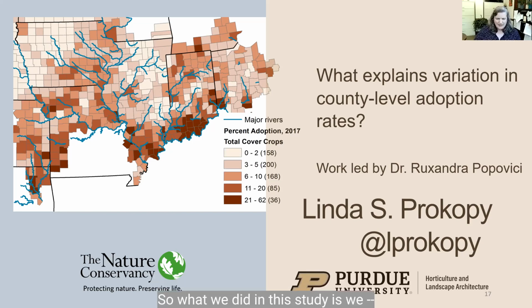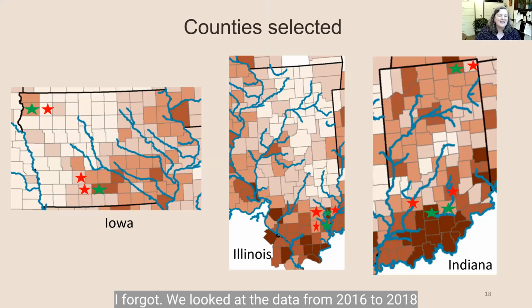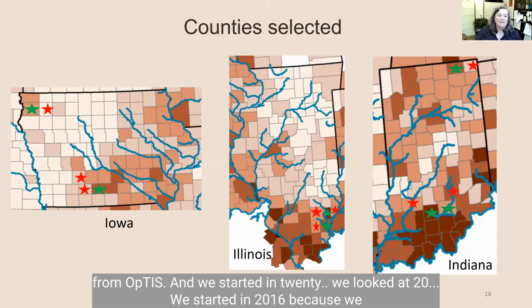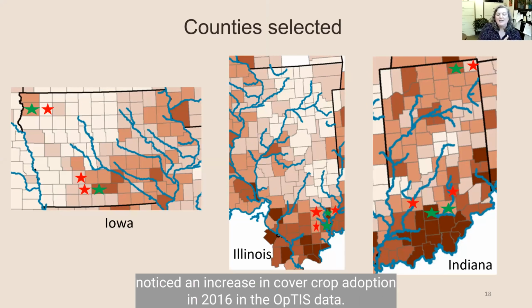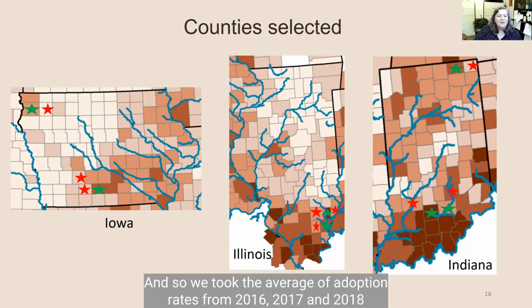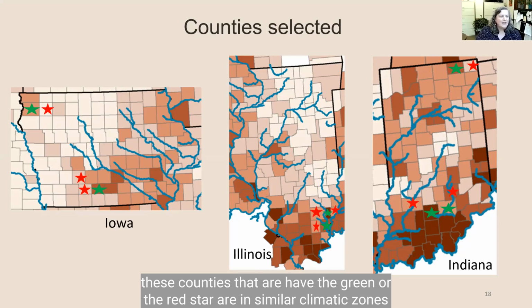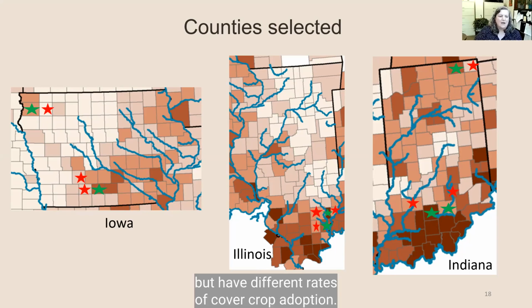So what we did in this study is, if you could advance the slide, thank you. I was trying to advance myself, I forgot. We looked at the data from 2016 to 2018 from OpTIS, and we started in 2016 because we noticed an increase in cover crop adoption in 2016 in the OpTIS data. And there seemed to be strong differences between counties that started to appear in 2016 as well. And so we took the average of adoption rates from 2016, 2017, and 2018 and came up with these maps. And what you can see here is that these counties that have the green or the red star are in similar climatic zones, but have different rates of cover crop adoption.